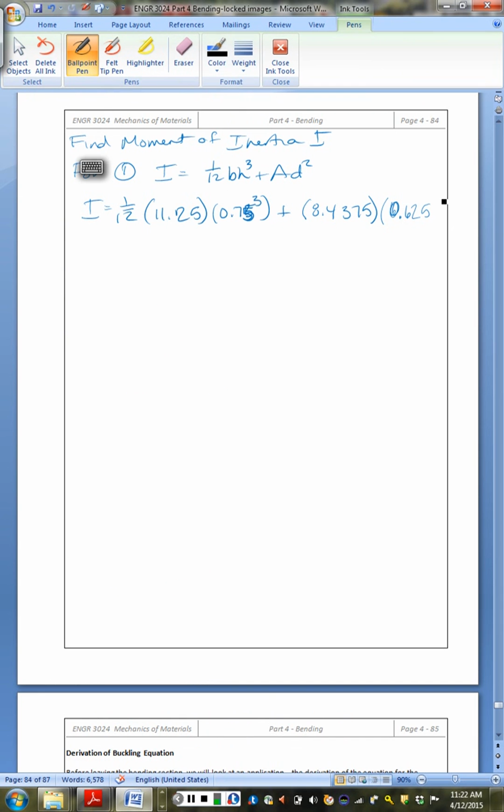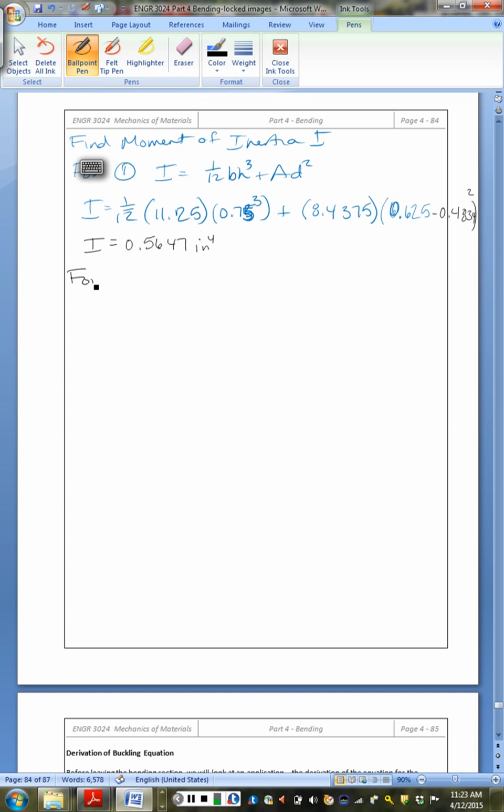So, the separation distance is 0.625 minus the centroid location of the composite structure that we just found, and figuring that, 0.5647 inches to the fourth.